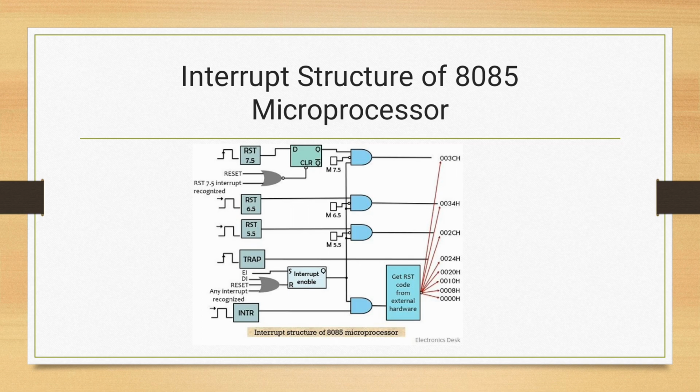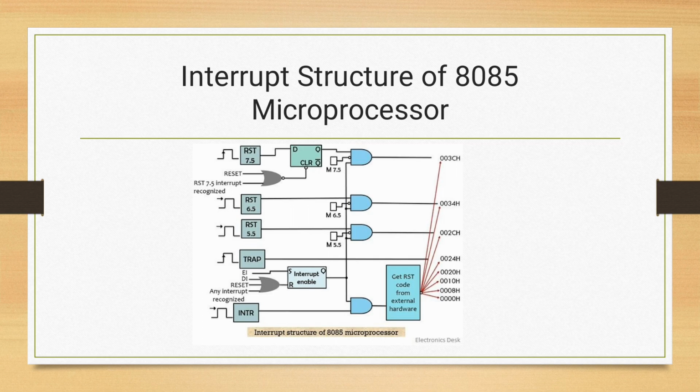Now, what is mask bit or maskable interrupt? That means a programmer can disable all of these kinds of interrupts by setting several flag bits. This is basically done by using EI, that means enable interrupt, and DI, the disable interrupt pins. With the help of this, you can easily disable the entire interrupt system.